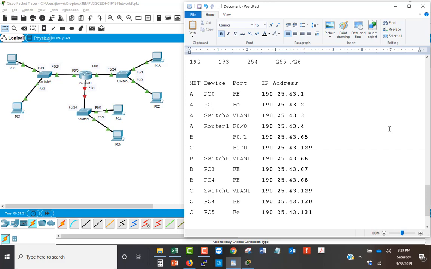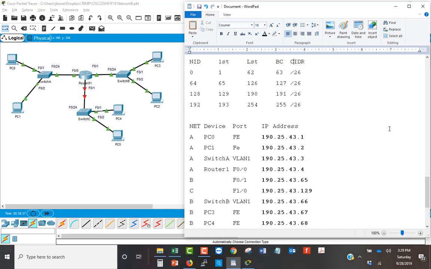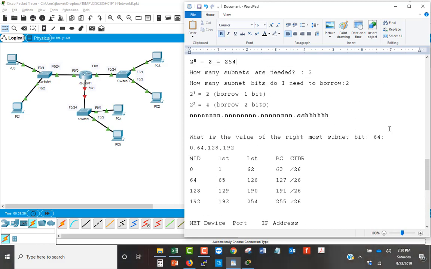But I use this because Notepad does not allow me to use the exponent by raising something. It doesn't allow me to do this. So I used WordPad instead. All right, so that's our second example.